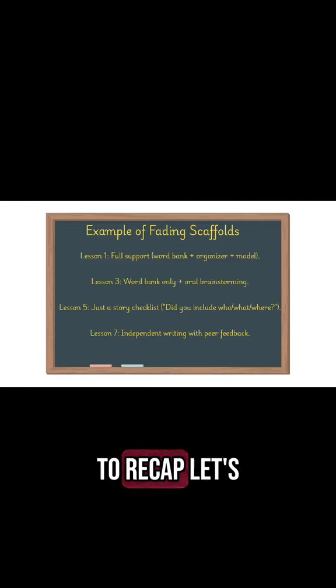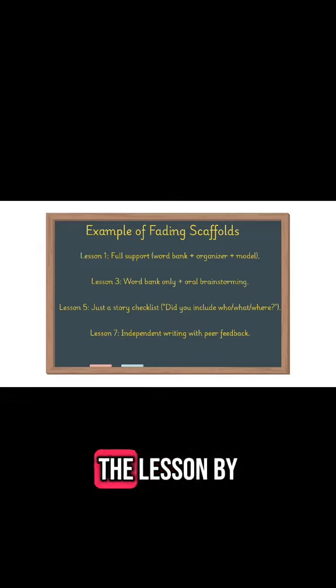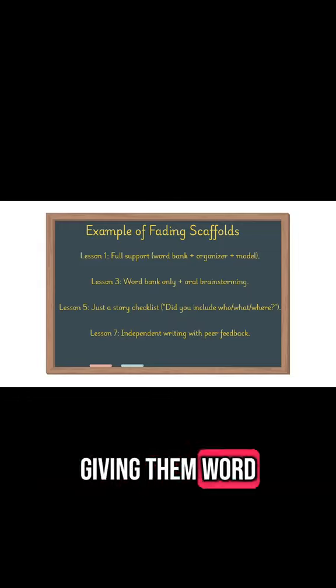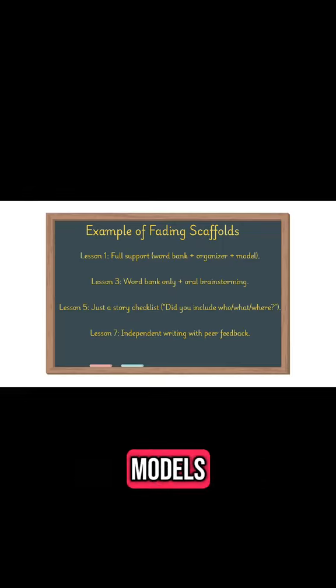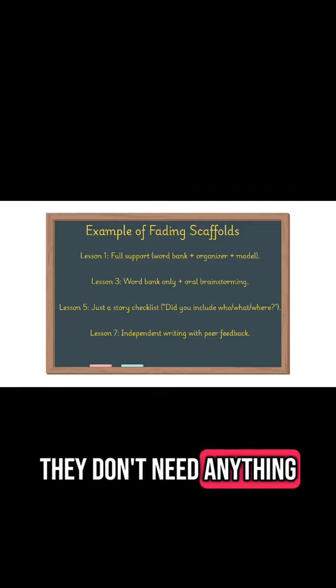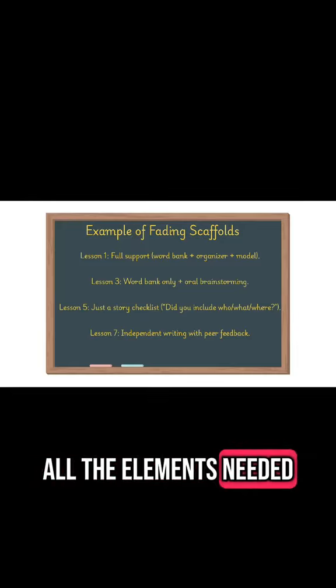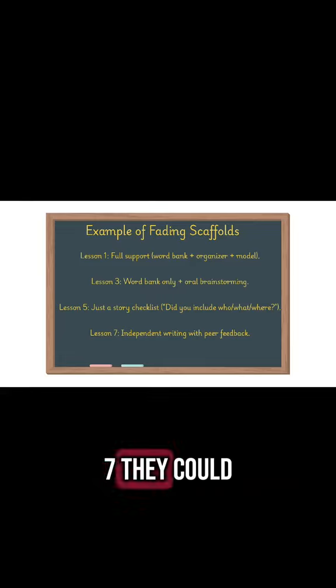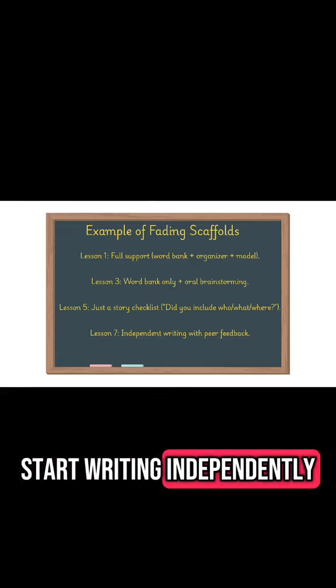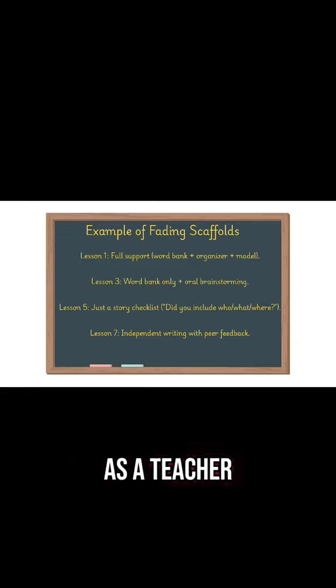To recap, let's look at an example of fading scaffolds. If you start the lesson by full support, giving them word banks, organizers, models, then in lesson 3, you could only give a word bank and do some oral brainstorming. In lesson 5, they don't need anything but a story checklist to know that they've included all the elements needed. And in lesson 7, they could start writing independently without your help and without you as a teacher stepping in.